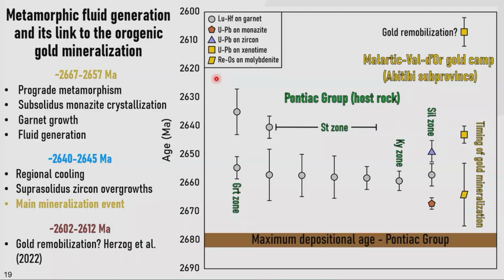So here, just to wrap up what we have. At 2667 to 2657 million years, we have the prograde metamorphism, subsolidus monazite crystallization, garnet growth, and the main fluid generation that we calculated here. At 2645, we have this regional cooling and suprasolidus zircon overgrowth, and it's correlated to the main mineralization event we observe in the Malartic Val-d'Or camp. We got to this age as well from Herzog, and it is attributed to gold remobilization.